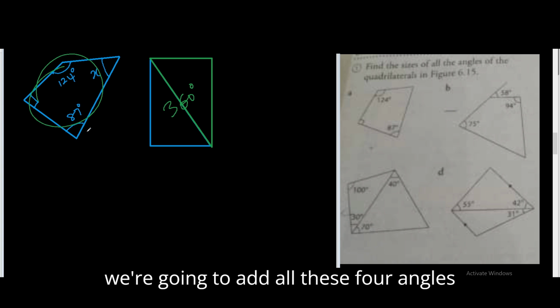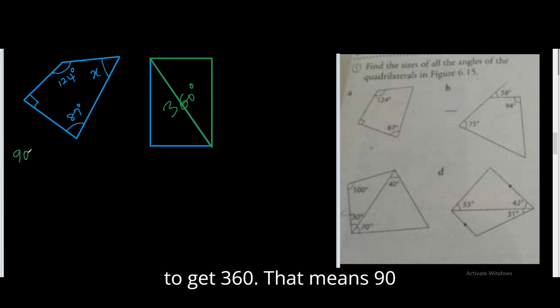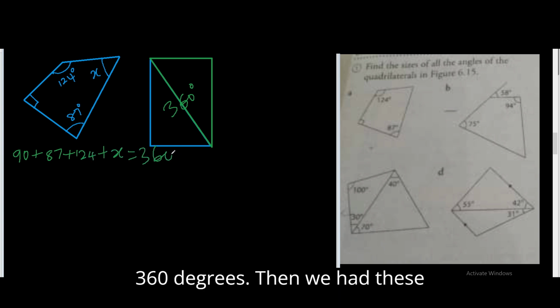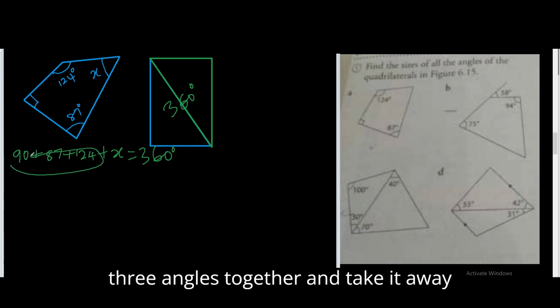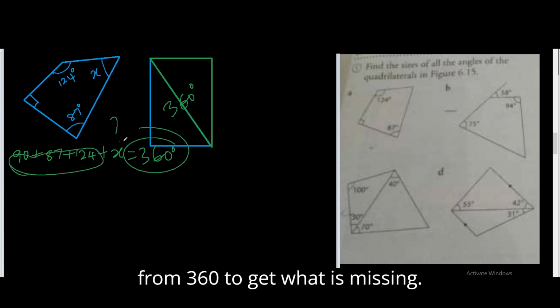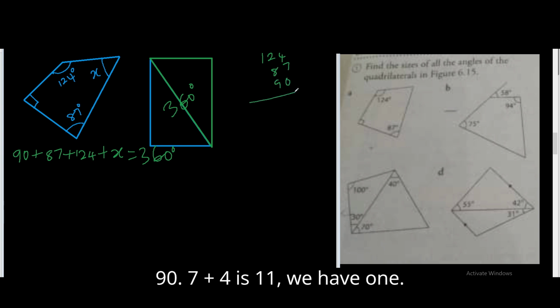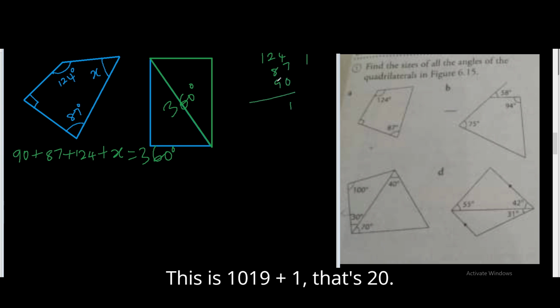So we're going to add all these four angles to get 360. That means 90 plus 87 plus 124, plus the unknown, is 360 degrees. We add these three angles together and take it away from 360 to get what is missing. So let's add. 7 plus 4 is 11, we have 1. 19 plus 1, that's 20. You get 201.